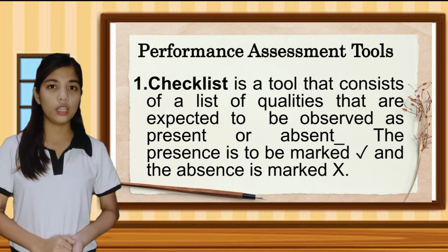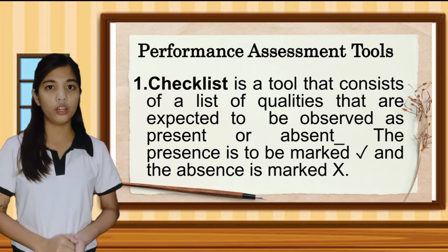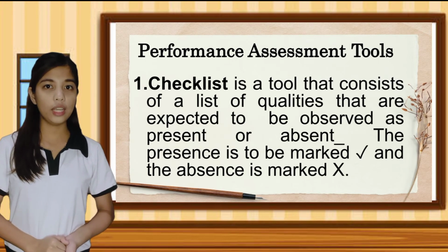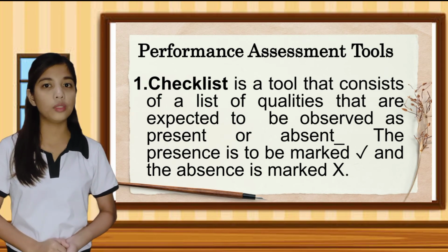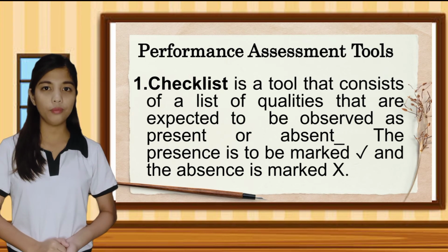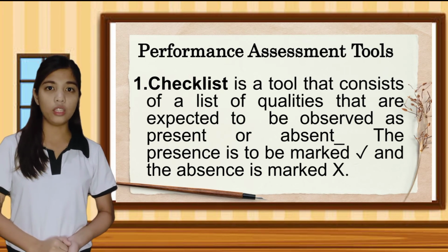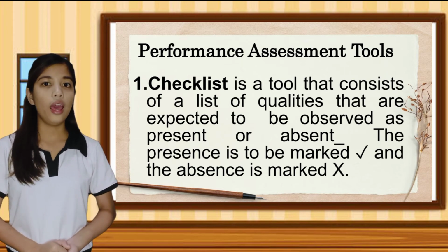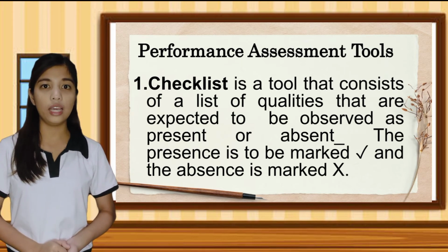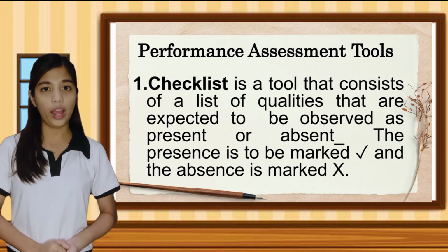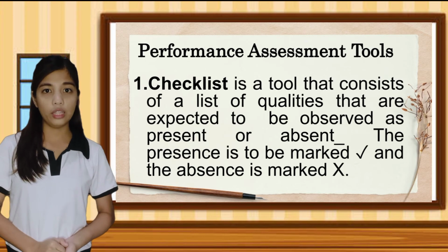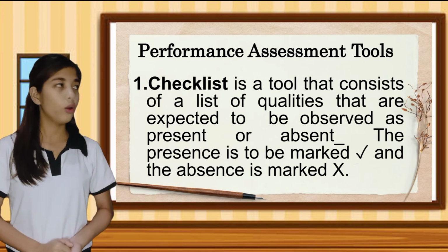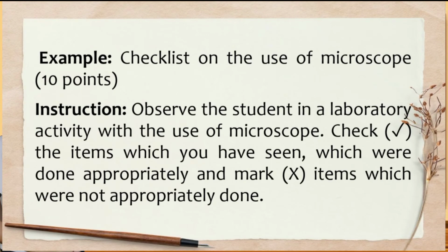It is a tool that consists of a list of qualities that are expected to be observed as present or absent. The presence is to be marked check and the absence is marked X. This is a performance evaluation tool in which a series of questions is asked and the teacher may simply respond yes or no or simply mark check or X, which can fall into either the behavioral or the trait method or both. So this is an example of a checklist.